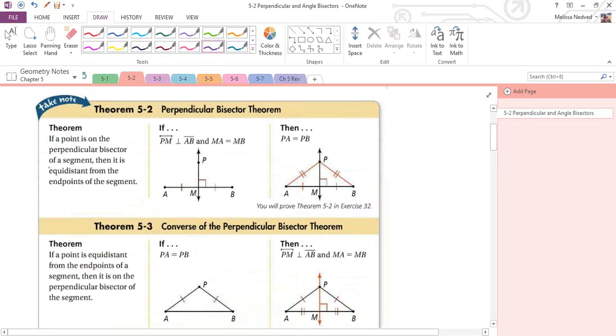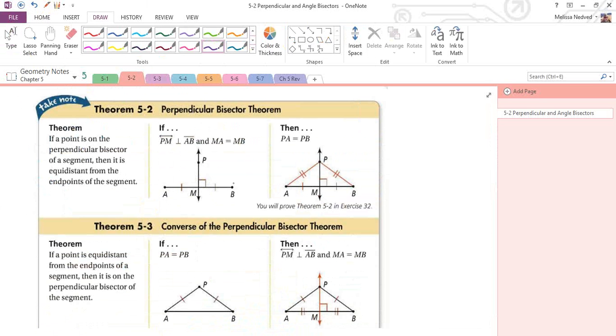It's called the perpendicular bisector theorem. And it says if a point is on the perpendicular bisector of a segment, then it is equidistant from the endpoints of the segment. We can see an example here, in the middle portion of this theorem. PM is a perpendicular bisector. We know that because it has two things: perpendicular, meaning it intersects at a right angle, and it's the bisector, meaning it cuts the segment in half. We can see that by the congruent marking on AM and BM. They are both the same length. So PM is a perpendicular bisector.